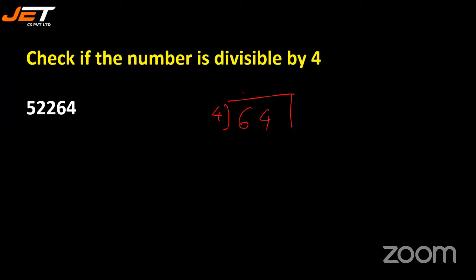So 4 ones are 4. Bring down 4. 4 sixes are 24. That means this is divisible by 4. Now check for this.